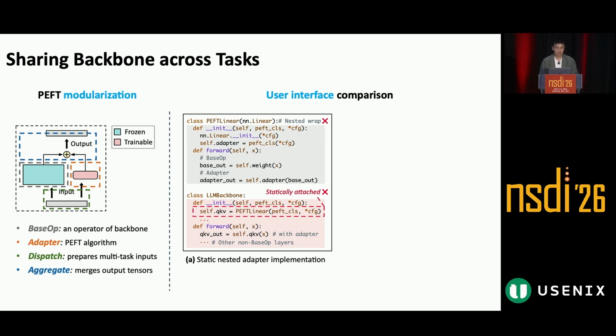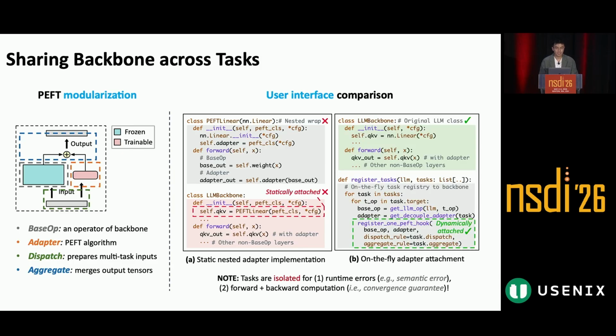Existing implementations are not specially designed for multitask, and hard-code the adapter into the backbone layer. This requires reinitializing the entire model to add or remove a single task, with high overhead. Therefore, we decouple the adapters from the LLM code, dynamically register the task, and attach adapters using the PyTorch hook mechanism. Most importantly, we achieve task isolation for both runtime errors and forward-backward computation, to ensure no impact on fine-tuning convergence for every single task.